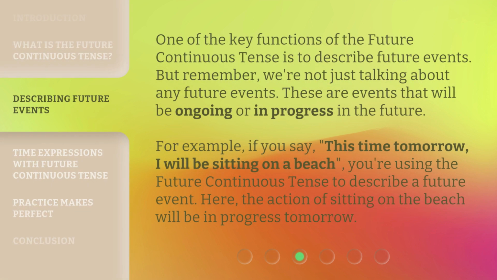One of the key functions of the future continuous tense is to describe future events. But remember, we're not just talking about any future events. These are events that will be ongoing or in progress in the future. For example, if you say, "This time tomorrow, I will be sitting on a beach," you're using the future continuous tense to describe a future event. Here, the action of sitting on the beach will be in progress tomorrow.